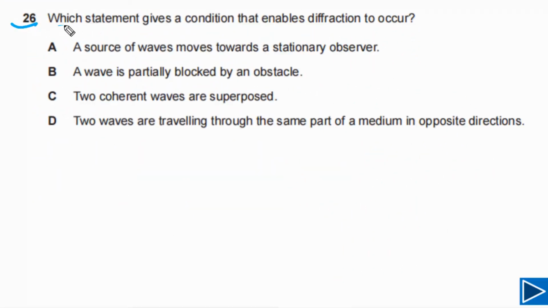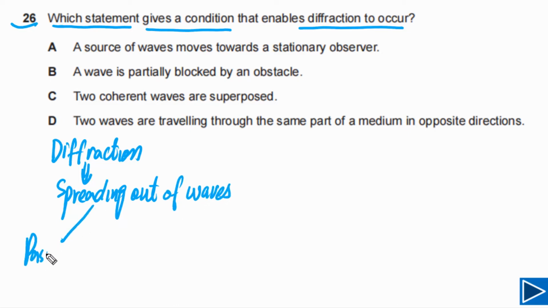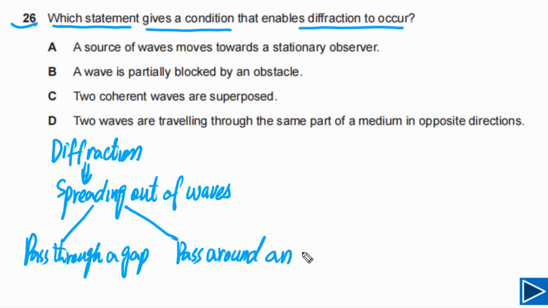For question number 26, we need to find out which statement gives a condition for diffraction to occur. First of all, let's try to understand a little bit about diffraction. What exactly is diffraction? Diffraction is simply spreading out of waves. So we can write down: diffraction is spreading out of waves as they pass through a gap, or you can say hole. We can also say pass around an obstacle or an object. So this is how diffraction is defined.